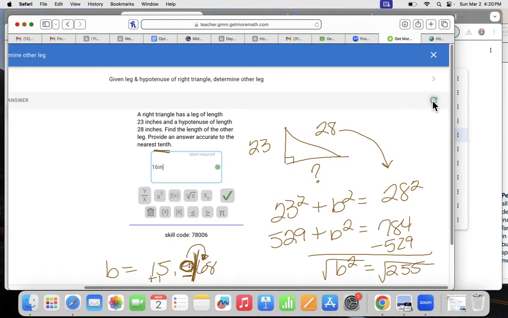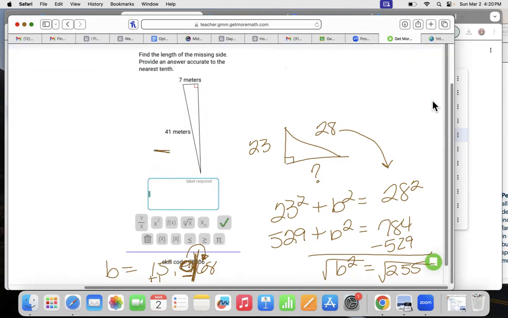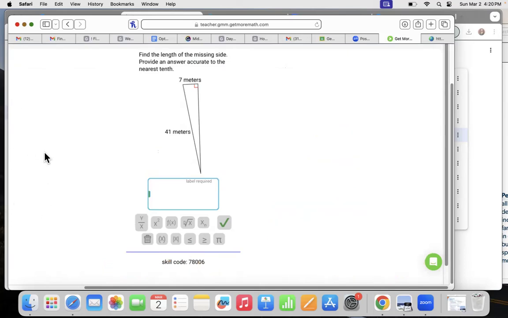So I'm going to do one more with you. It looks like all of these are giving me the hypotenuse and a leg, but if you come across some that don't, just be careful. This one gives me the drawing, so we have to identify which one is the hypotenuse. And it also tells us find the missing side, right? So we need to know: are we finding a leg or are we finding a hypotenuse?